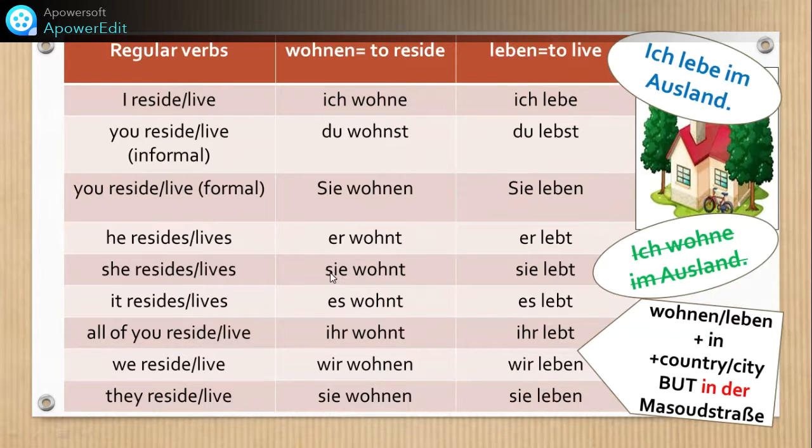For er, sie, es it will be with an ending of t or et, as again you will see for another verb coming later. For ihr, it will be also with an ending of t or et. For wir, it will be with en, and for sie, it will also be with en.